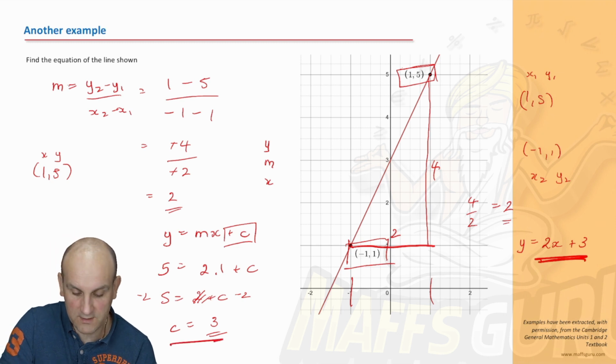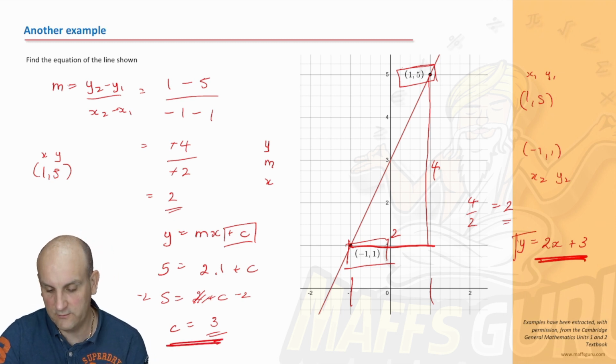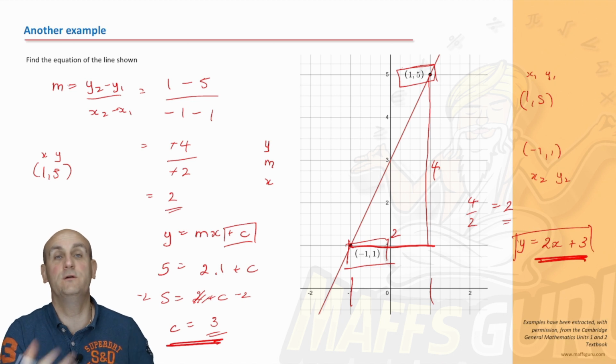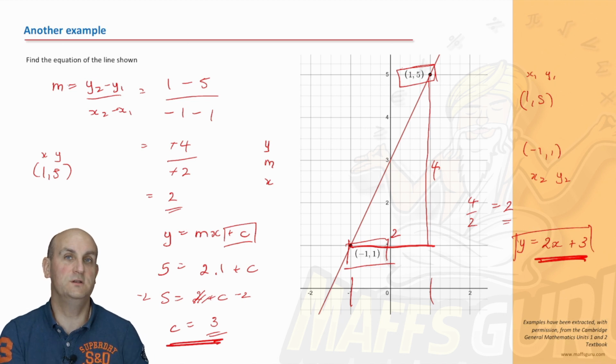Why was it plus 3? Because there's no negative sign in front of there. And so actually, that's my equation. Now, believe it or not, that's the end. If you're following the Cambridge textbooks here, that's your example done. In fact, I think I've done an extra example.